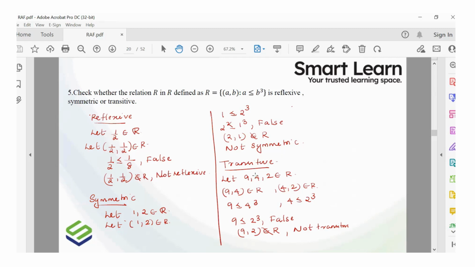Transitive: you can take any example, okay? It should satisfy the condition. So take (9, 4) and (4, 2). (9, 4) is an element of R, since 9 is less than or equal to 4 cube. (4, 2) is an element of R, meaning 4 is less than or equal to 2 cube. But 9 is not less than or equal to 2 cube. So it is false, so it is not transitive.